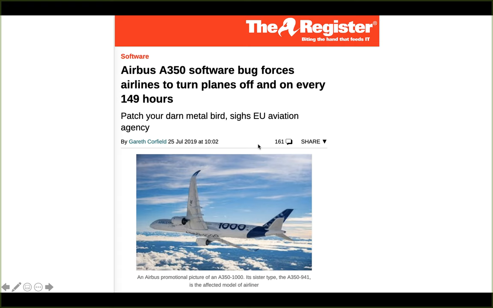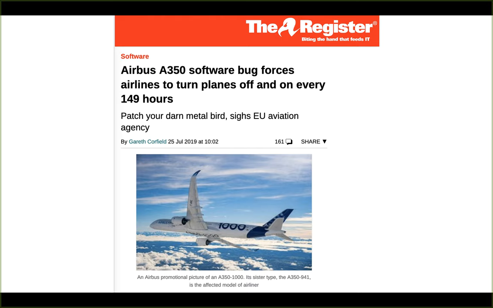So here is Airbus A350. Airbus A350 has a memory leak, and it needs to be rebooted every 149 hours. If you don't reboot it, memory leak, software crashes. Software that actually flies the plane. So here is a hypothetical situation. You are now on a flight from San Francisco to Tokyo over the Pacific. You already passed Hawaii. You have like 3 hours, I don't know, 5 hours more to fly. And then the co-pilot asks the pilot, hey, by the way, did we reboot this morning? Because I think we kind of ran out of this 149 hours. And they're like, oh no, I think we forgot.